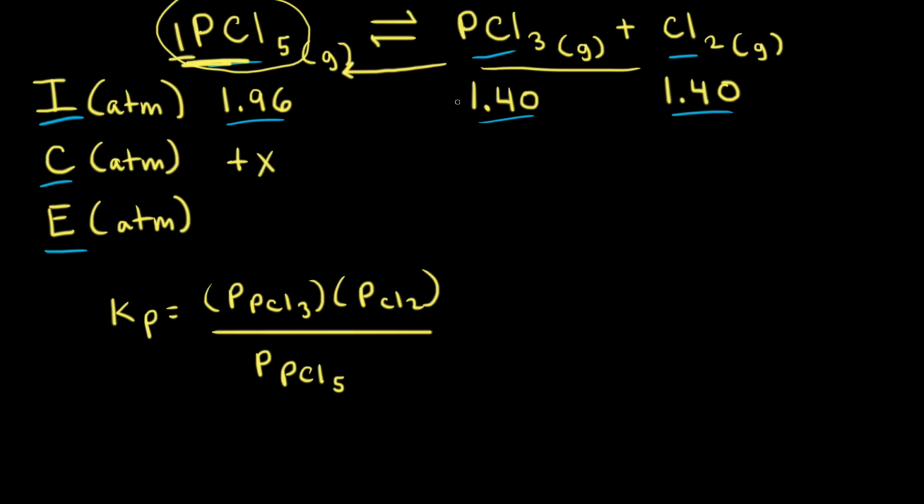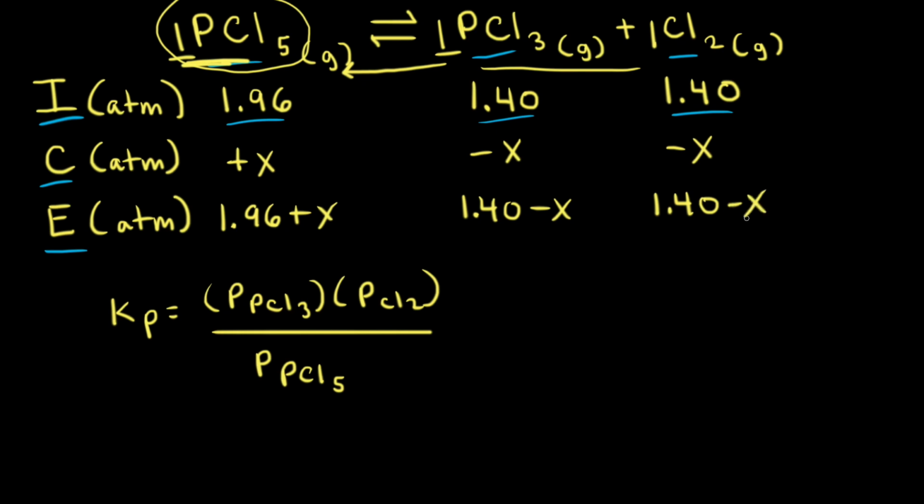And since our mole ratio of PCl5 to PCl3 is 1:1, if we're gaining X for PCl5, we must be losing X for PCl3. And the same goes for Cl2 since there's a coefficient of 1, so we write minus X in our ice table. Therefore, the equilibrium partial pressure of PCl5 would be 1.96 plus X. The equilibrium partial pressure of PCl3 would be 1.40 minus X, and the equilibrium partial pressure of Cl2 would also be 1.40 minus X.